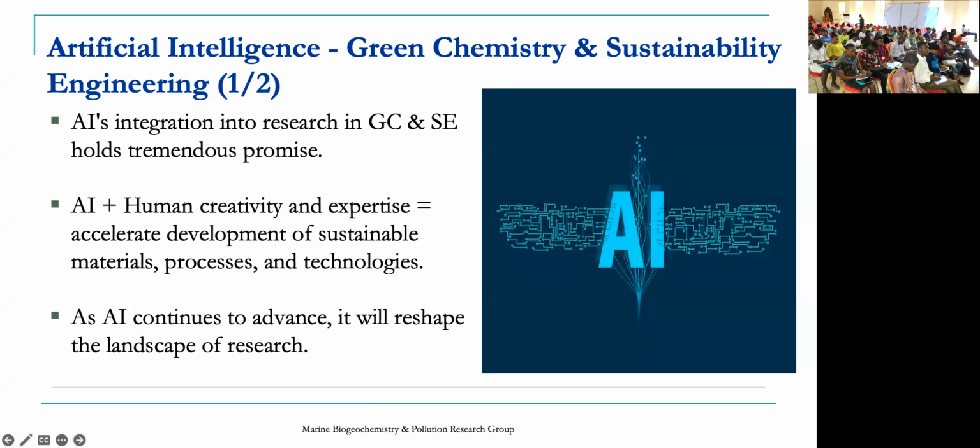It is my view that we should catch up with this, so that as AI continues to advance, it will reshape the landscape of our research and drive the transition towards more environmentally friendly and socially responsible practices. Here are some ways that I think AI can reshape research in green chemistry and sustainable engineering. And of course, I urge that we should just tap into this.